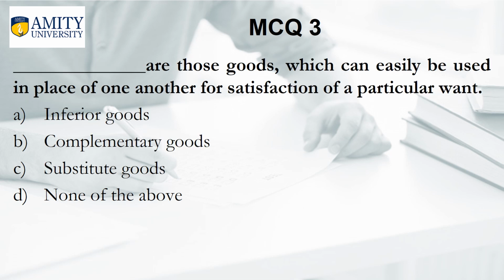Blank are those goods which can easily be used in place of one another for satisfaction of a particular want. A. Inferior goods. B. Complementary goods. C. Substitute goods. D. None of the above. And the right answer is C. Substitute goods.